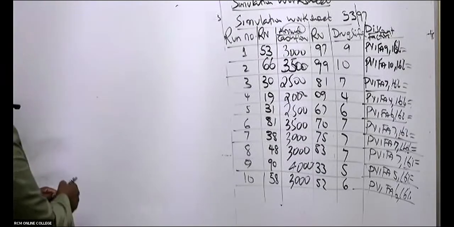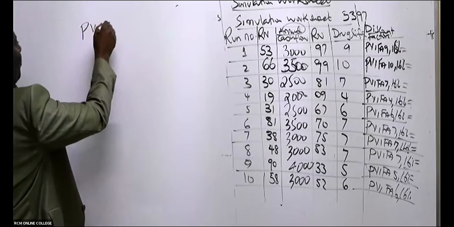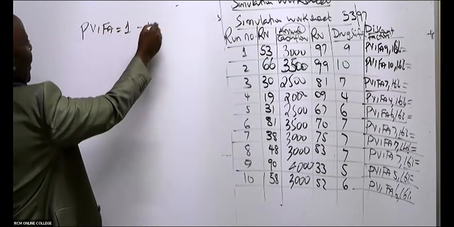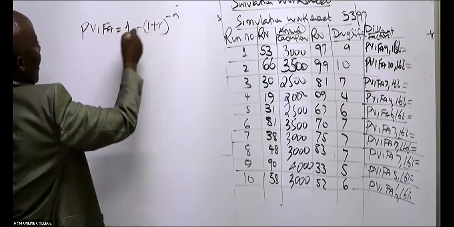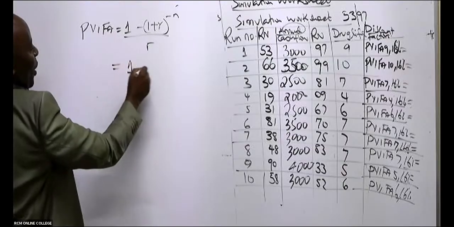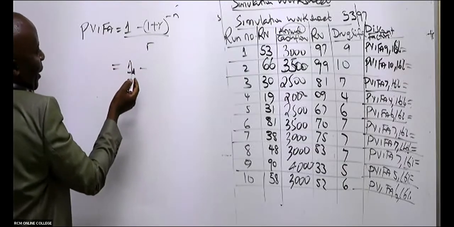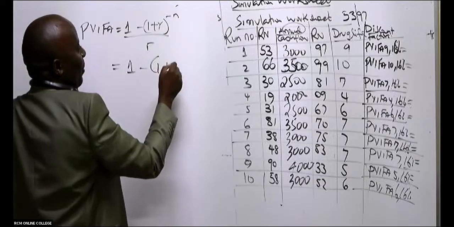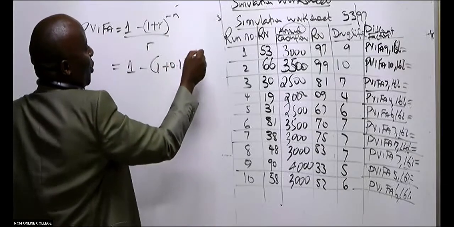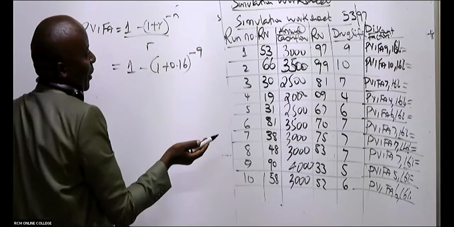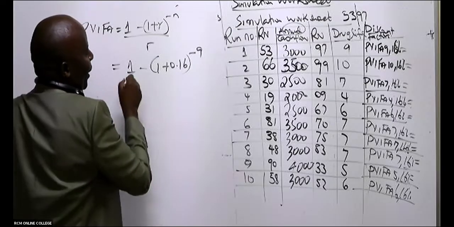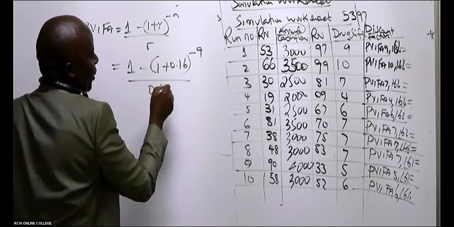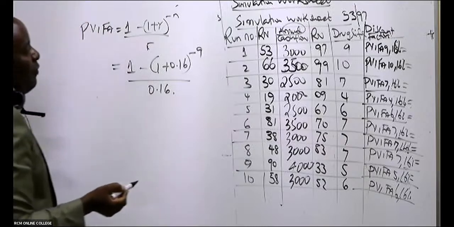So the formula for getting PV farm is 1 minus 1 plus R, all over R. So for the first one it will be 1 minus 1 plus 0.16 raised to negative 9, because you're talking of 9 years. Whatever answer I get, I divide by R, which is 0.16. And then I write the figure.